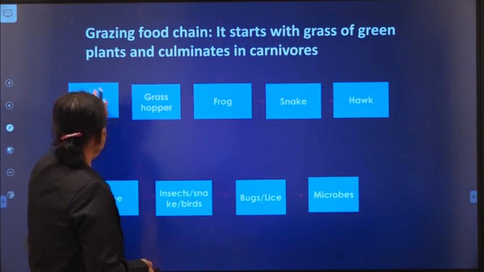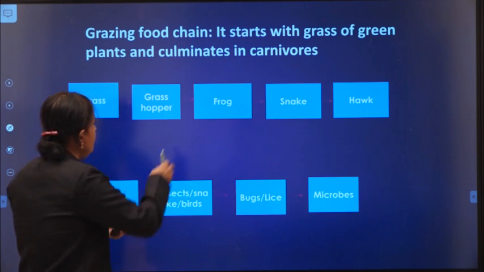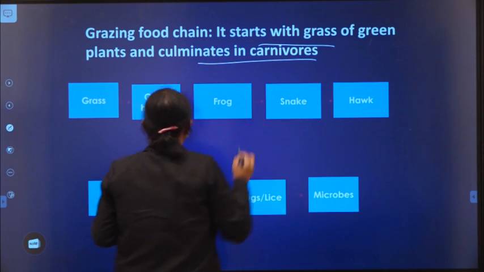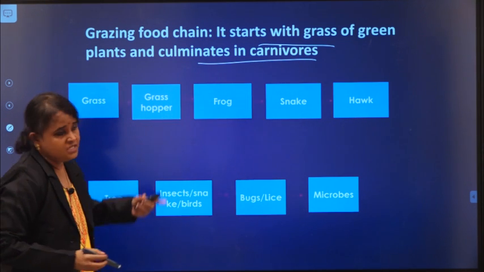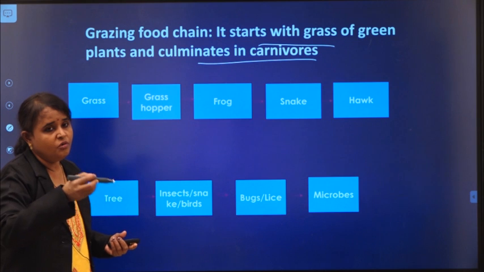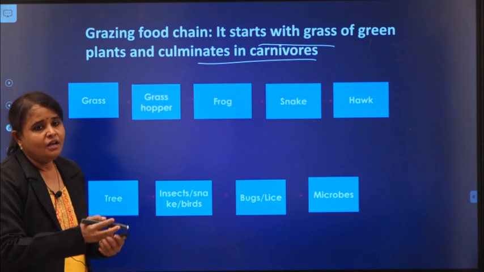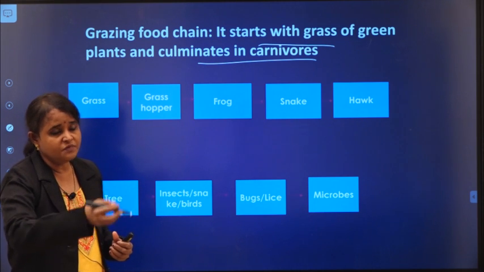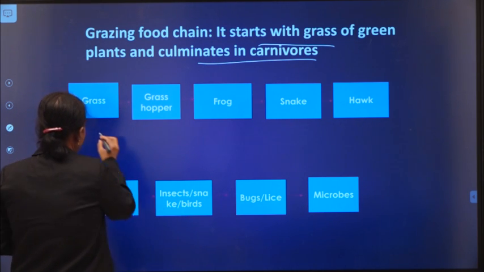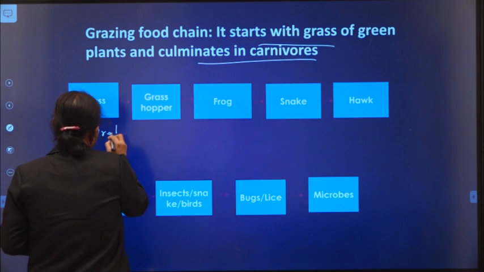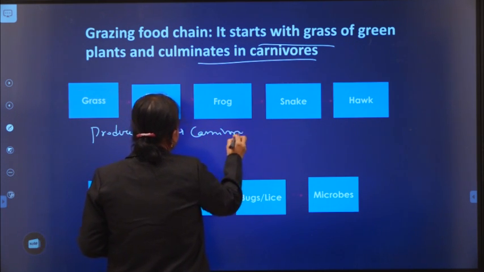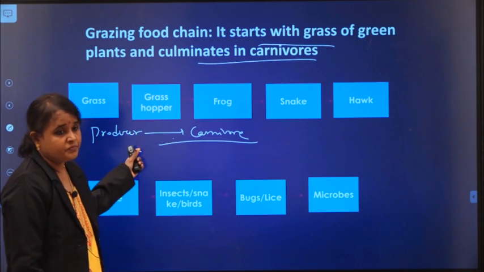See, this is an example here. I already told you about grazing food chain. See here, it starts with grass and ends with a carnivore. I can give this example. First, I told you about terrestrial food chain, because in that example it starts with a producer and ends with the carnivore. Grass is a producer. It started with the producer and it ends with the carnivore. So it is a grazing food chain.